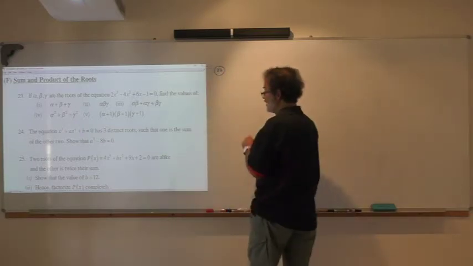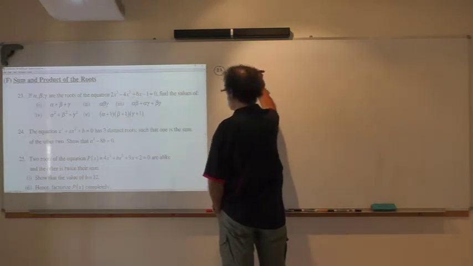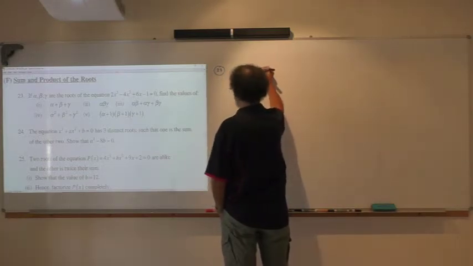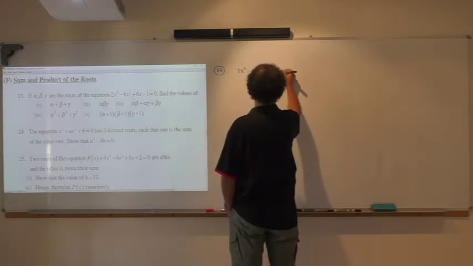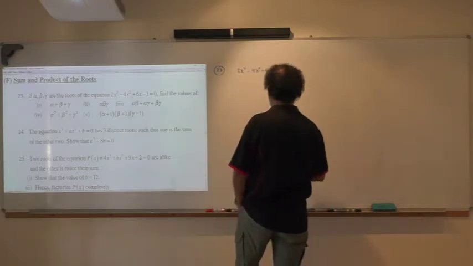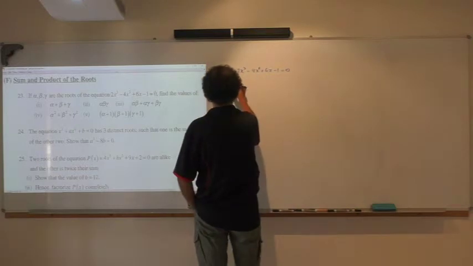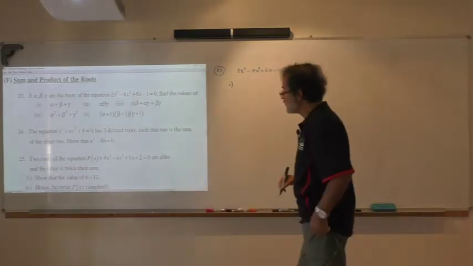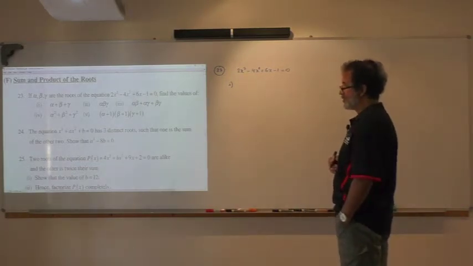Question 23. The equation is 2x cubed minus 4x squared plus 6x minus 1 equals 0. All right, and we need to find all those relations. So we need to find alpha plus beta plus gamma.